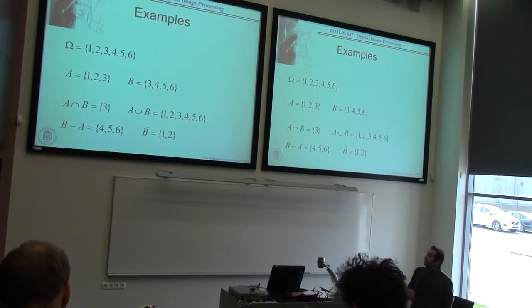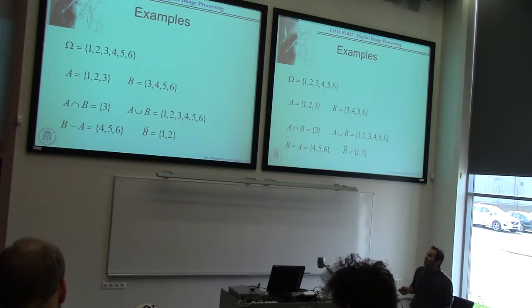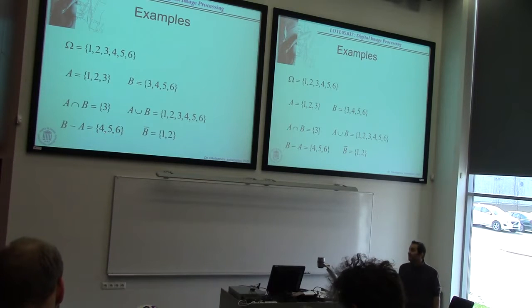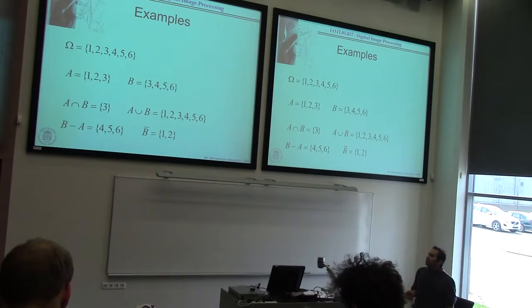For example, here we have a universal set. We have the sets A and B. The numbers 1 to 3 are in the set A, and 3, 4, 5, 6 are the numbers in the set B. The intersect of A and B is 3 because 3 is in A and also 3 is in the set B. The union of A and B is equal to the universal set, 1, 2, 3, 4, 5, 6.